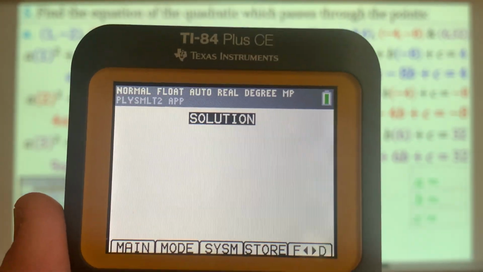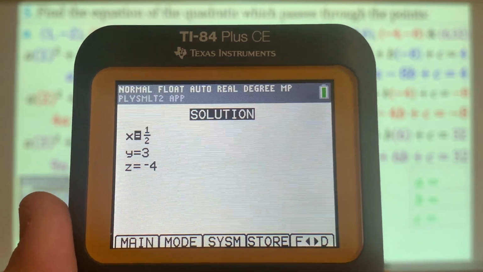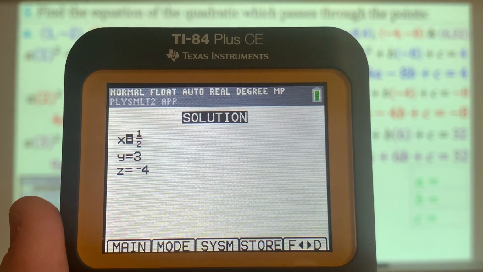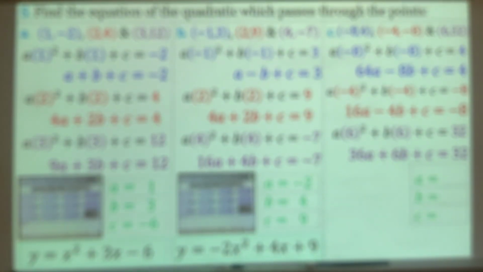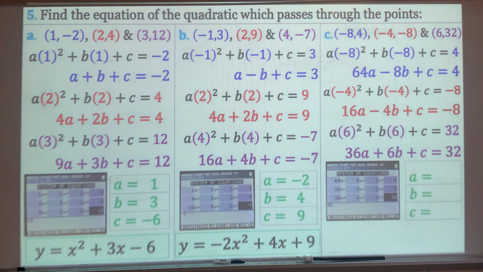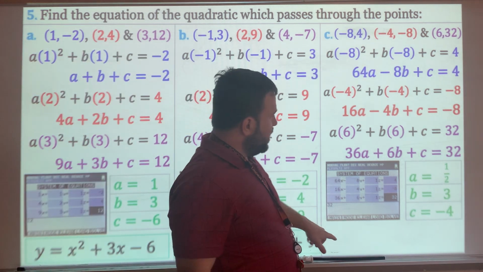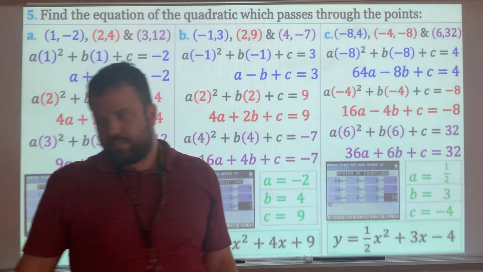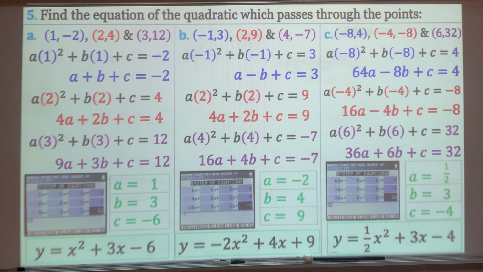I'm going to cross my fingers when I hit solve. 1/2 for a, b is 3, and c is -4. Now I type those into my equation. Y equals 1/2 x squared plus 3x minus 4. And that completes problem number 5. That's a pretty long problem, but it's not too terrible.